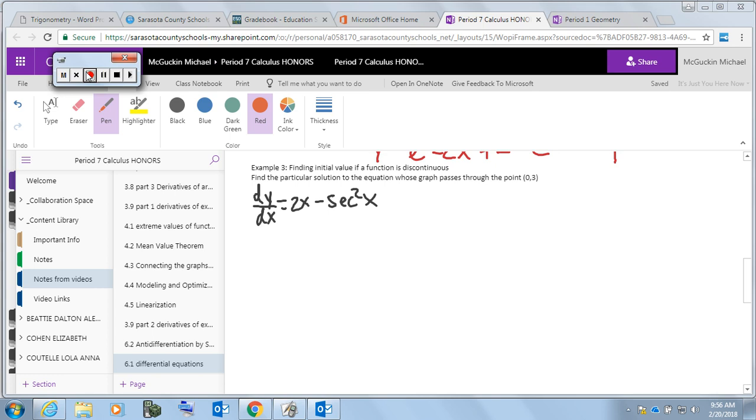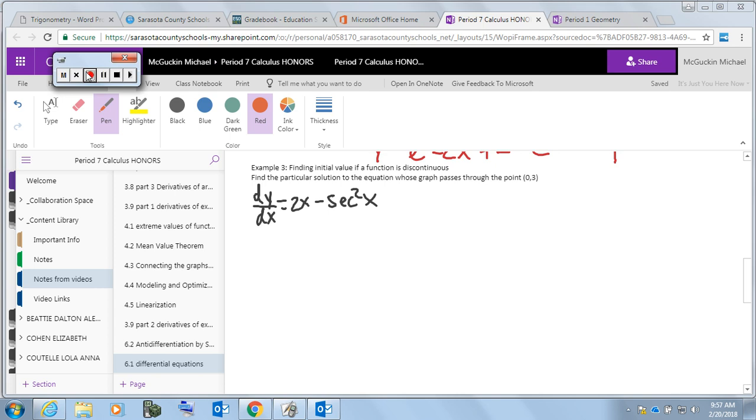Alright, so let's first and foremost take a look at finding an initial value problem when there is a problem happening inside that graph, the discontinuity in that graph. So the first example that we see here says: find the particular solution to the equation dy/dx equals 2x minus secant squared, whose graph passes through the point (0, 3).